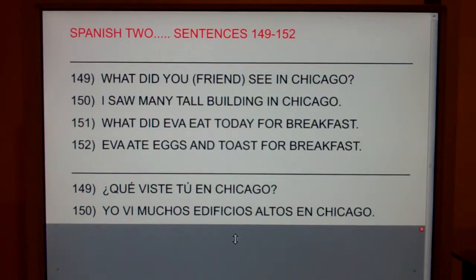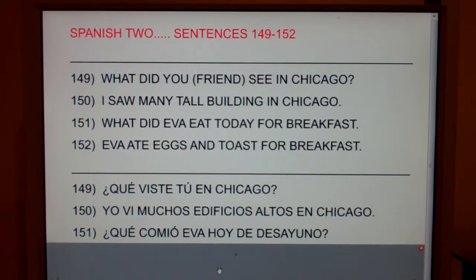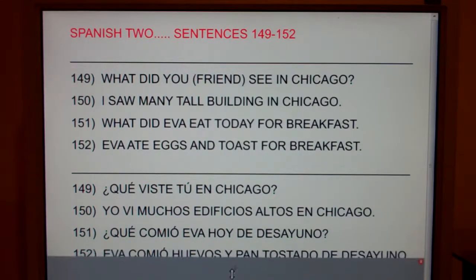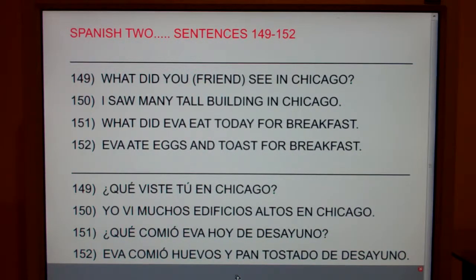151. What did Eva eat today for breakfast? ¿Qué comió Eva hoy de desayuno? 152. Eva ate eggs and toast for breakfast. Eva comió huevos y pan tostado de desayuno.